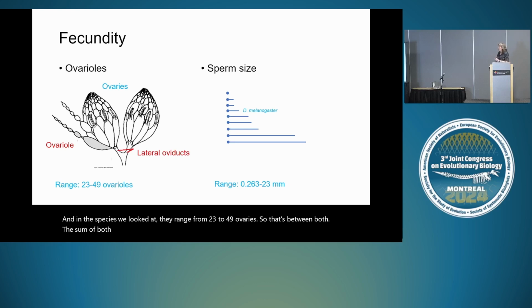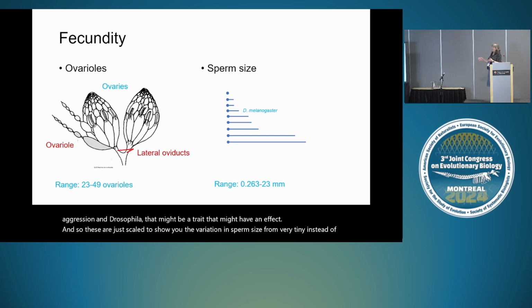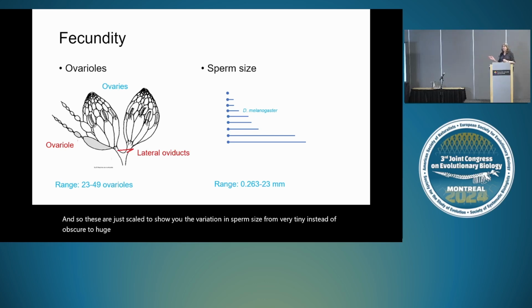The other thing we looked at was sperm size, and sperm size varies greatly. We thought that because sperm was one thing that's transferred and affects aggression in Drosophila melanogaster, that might be a trait that might have an effect. These are just scaled to show you the variation in sperm size, from very tiny in Pseudoobscura to huge in Drosophila hydei.